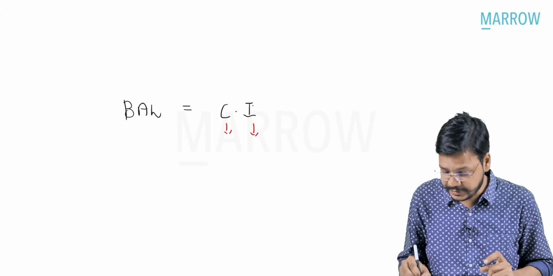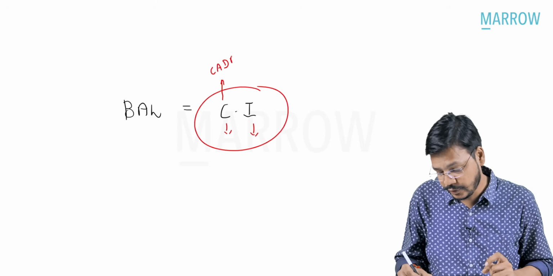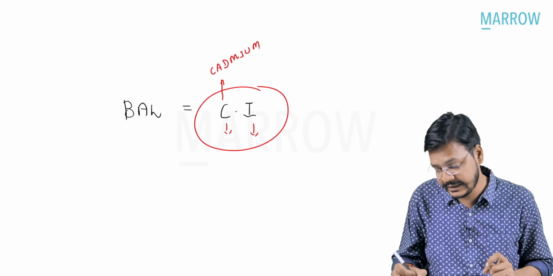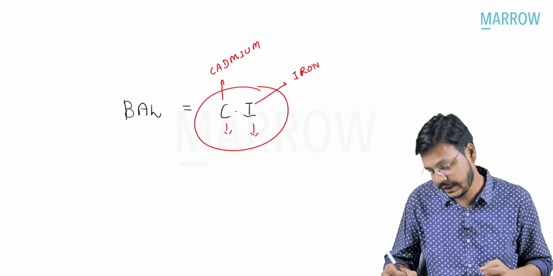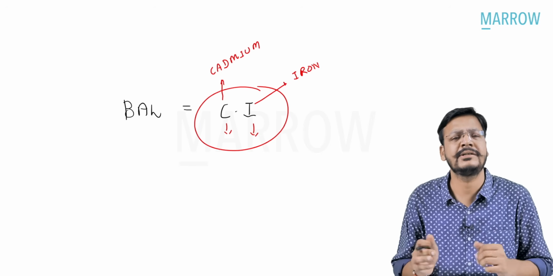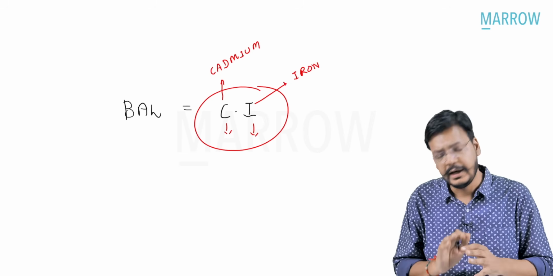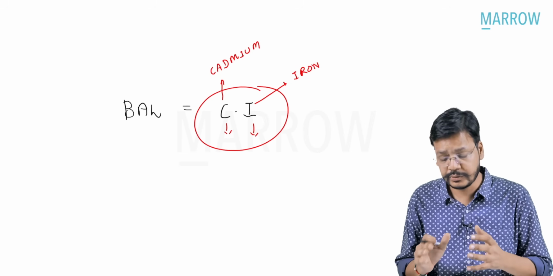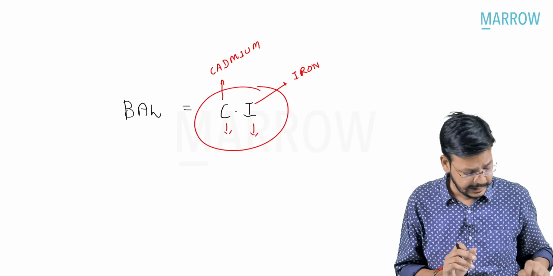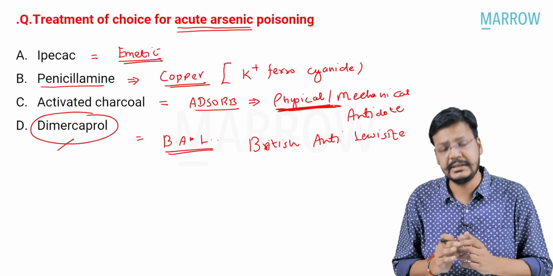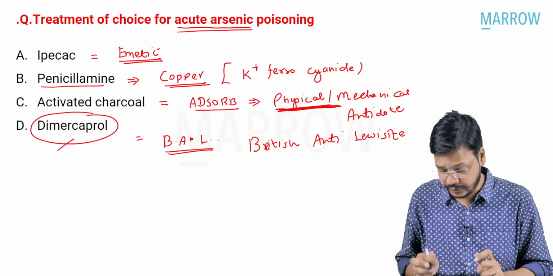BAL is contraindicated in CI. The trick is very simple: C for cadmium, I for iron, and if you want to add one more, organic mercury. It is an intramuscular injection. It is given in many metallic poisonings and is the most commonly used chelating agent, BAL, British anti-lewisite. So without any doubt, the important treatment here is dimercaprol, which is also known as BAL.